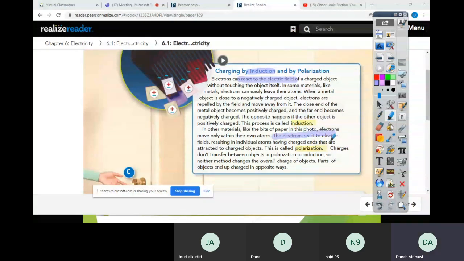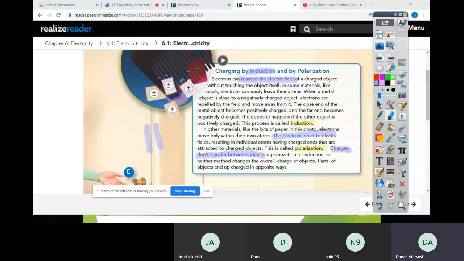Here they react, but they are the attracted charge. We say that the atoms have charge, the same atoms. So the charge doesn't transfer between objects in polarization. They have the same overall charge, but they are just moving away. Some parts become positive and the other parts become negative, but they are not transferred.